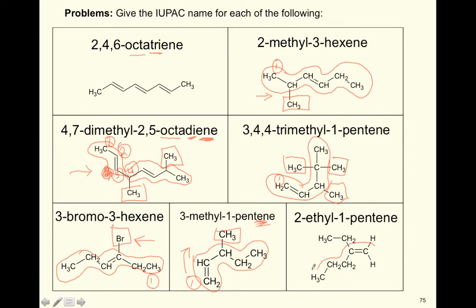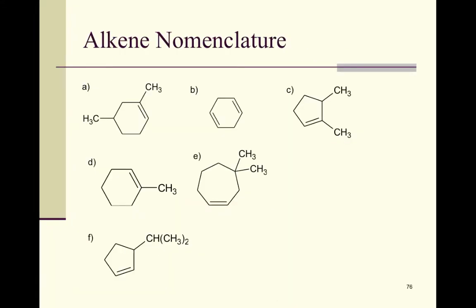Now this one's just bent. Really doesn't mean anything. I'm showing that 120-degree bonding all around that carbon-carbon double bond, but that doesn't change anything. And I happen to have an ethyl group this time. And this gets to be carbon number 1 because that's where the double bond starts. 2-ethyl-1-pentene. How'd you do?